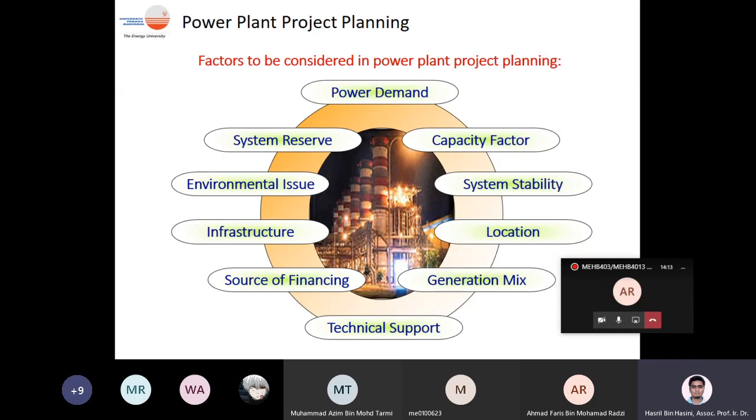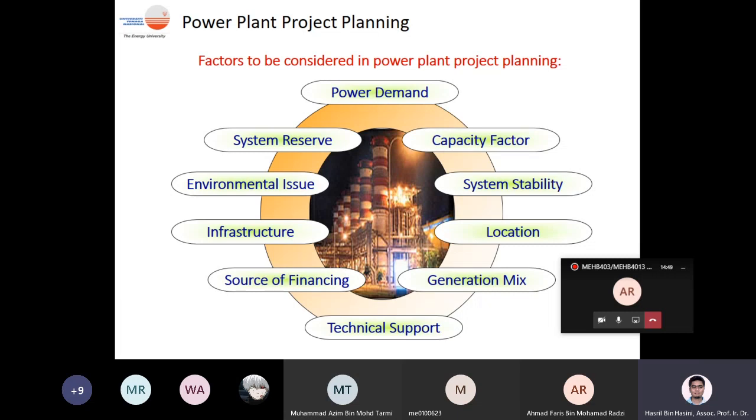Then we have to look at the existing capacity factor of the total power plants that we have in Malaysia. Usually the capacity factor tells us whether the plant is already old and needs to be replaced or not. For example, if the capacity factor is low, you know that there are many plants that need replacement. So by looking at the capacity factor, we can make a decision whether or not to build the power plant.